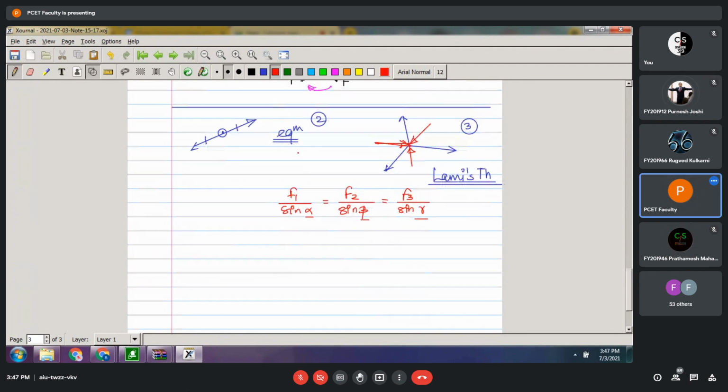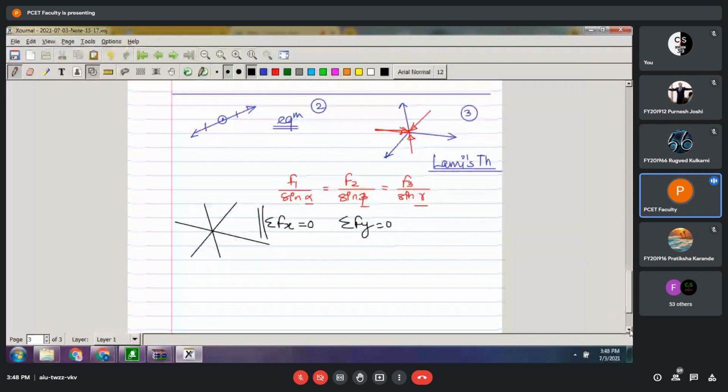So this is equilibrium of two forces. This is equilibrium of three forces. But when we deal with equilibrium of more than three forces, we need to go with summation Fx is 0 and summation Fy is 0. No other alternative. Okay? Yes, ma'am.